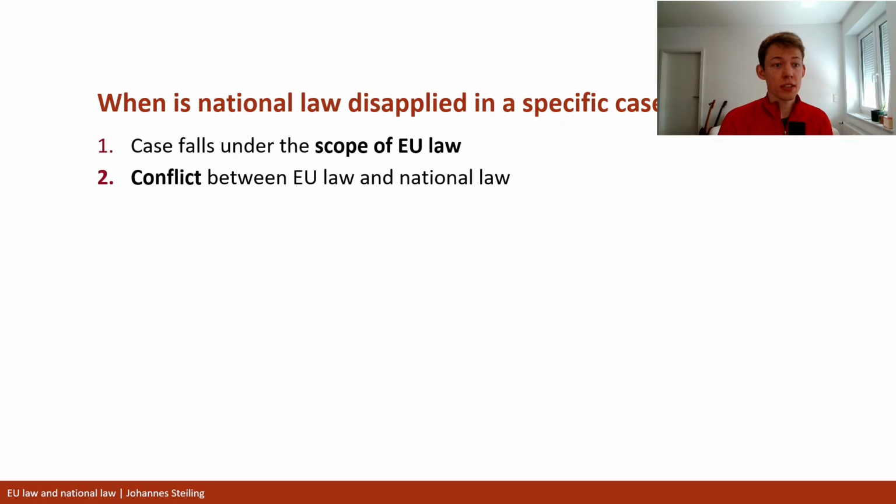The second one is, as the ECJ said, a conflict. So we need a conflict between a national law provision and an EU law provision. If we don't have that conflict, then we can just apply the national law. Like, for example, if a directive has been fully implemented into national law, we'll just apply the national law. There's no conflict. There's no problem. Now, whether we have a conflict, this might be a bit complicated, but I think you get the point. Whether we have a conflict also depends on the harmonization level.